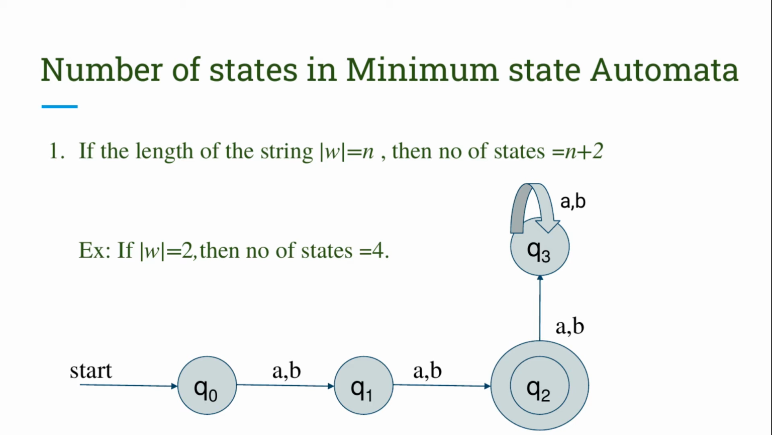Here, this automata only accepts the string of length 2. So, whenever there is a string of length more than 2, this automata moves to a dead state, and in this dead state, it loops into itself. So, the number of states in minimum state automata for accepting a string of length n equals n plus 2.